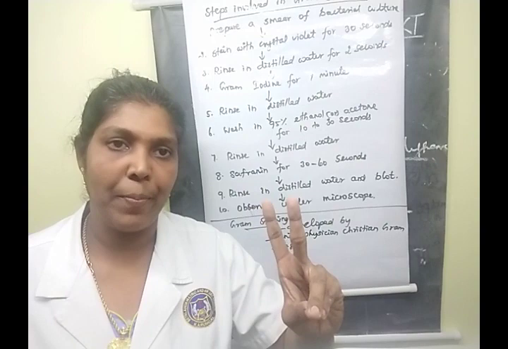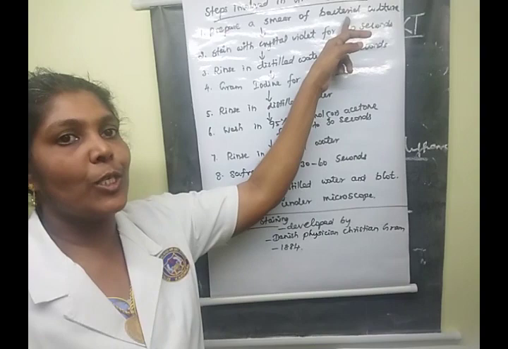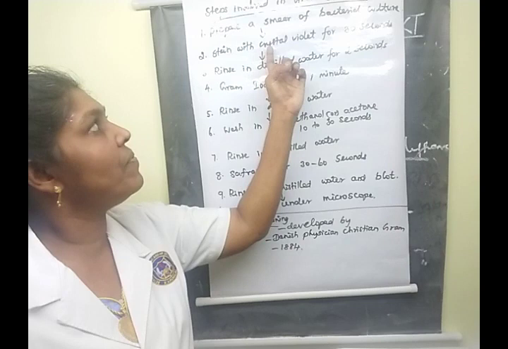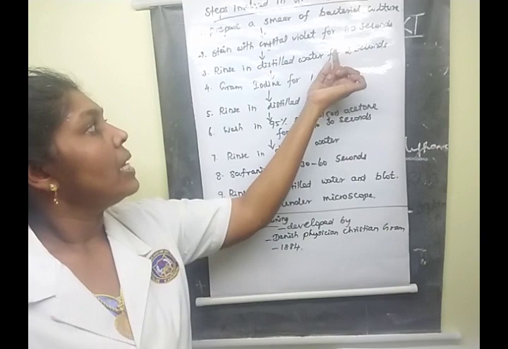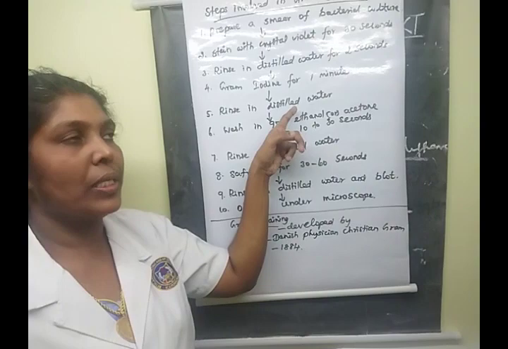Clear? Yes. Next, what are the steps involved in the gram staining procedure? First, prepare the smear of the bacterial culture. A smear is a thin layer of bacteria placed on the slide for staining. Clear? Next, stain with crystal violet for 30 seconds. Then rinse with distilled water for 2 seconds. The next step, gram's iodine for 1 minute. Again, rinse in distilled water. Rinse means washing, dipping the slide into water.